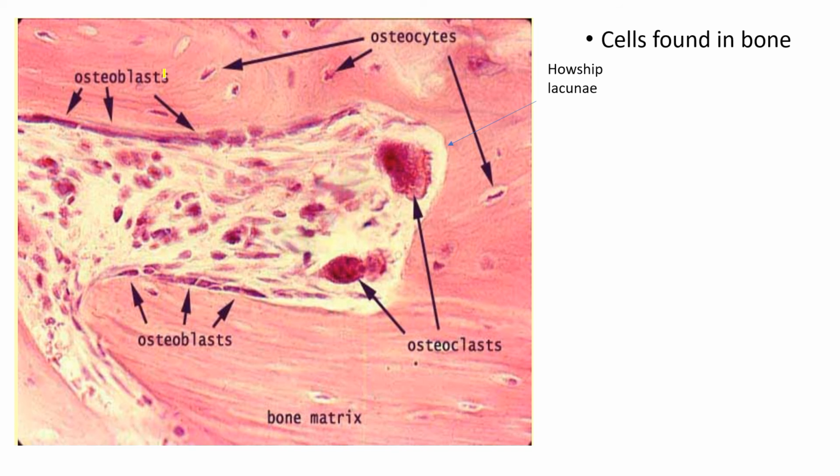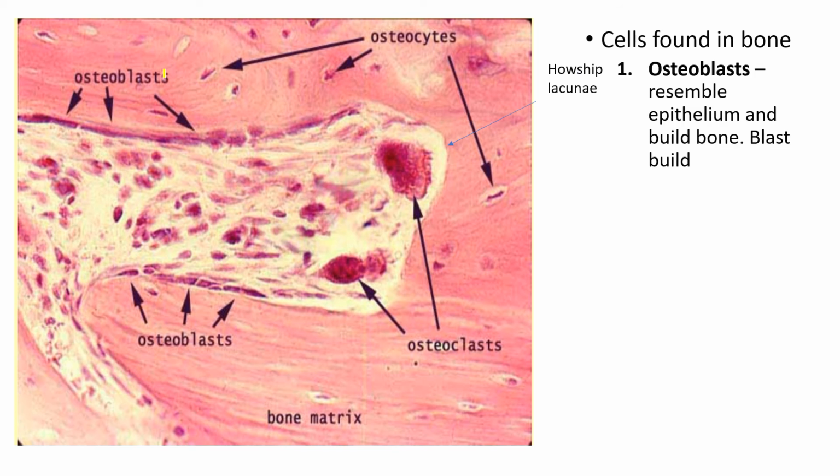So next, let's talk about cells that are found in the bone. We have osteoblasts, which we can see here, and these resemble epithelium and build bone. So remember, osteoblasts build, so the blast build.